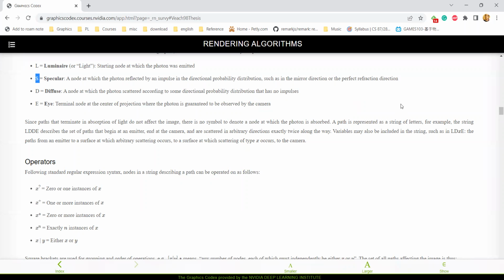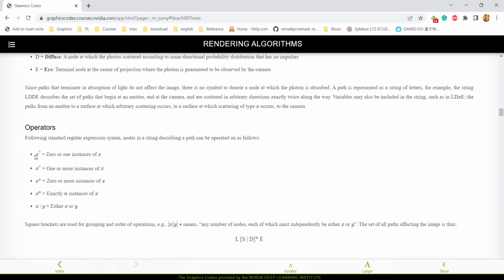Variables may also be included in the string, such as LDXE. The paths from an emitter to a surface at which arbitrary scattering occurs, to a surface at which scattering of type X occurs, to the camera. Oh, and then there's this regular expression. Now I see why they need regular expressions, because it could be very long paths. Yeah. And depending on how many bounces, yeah.